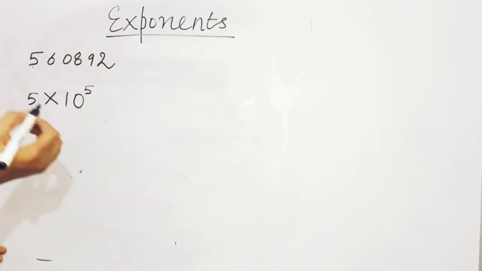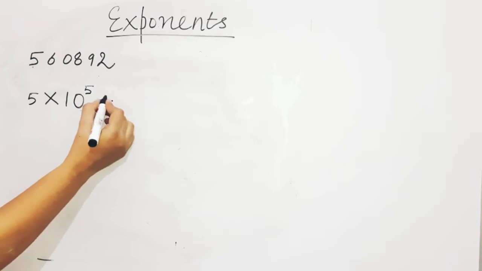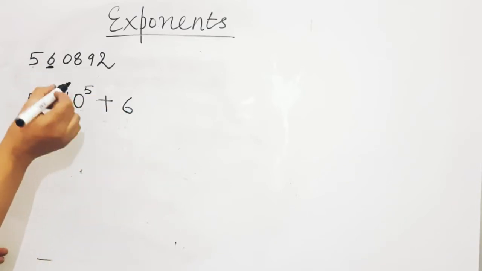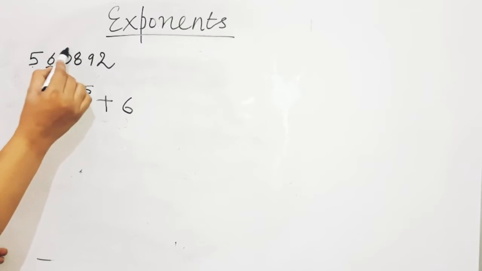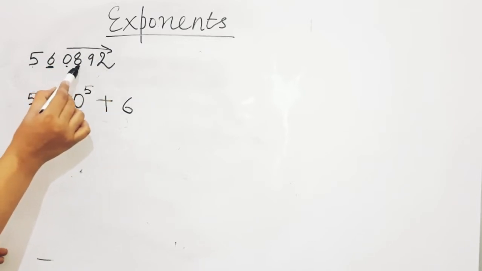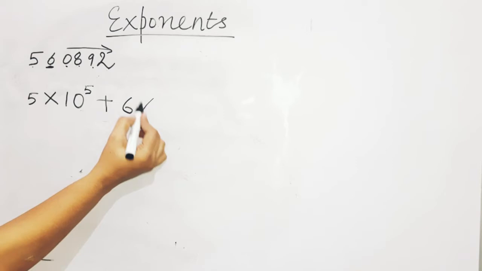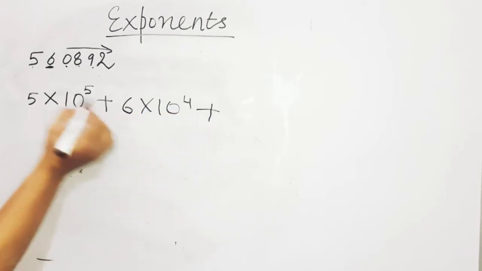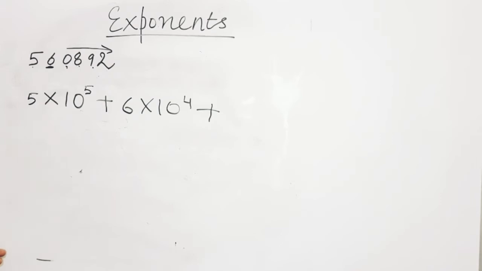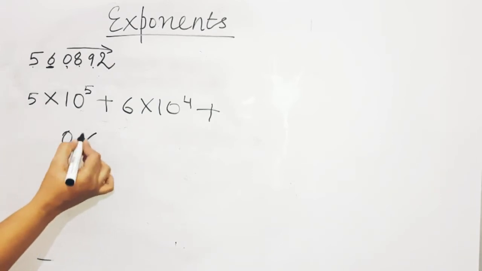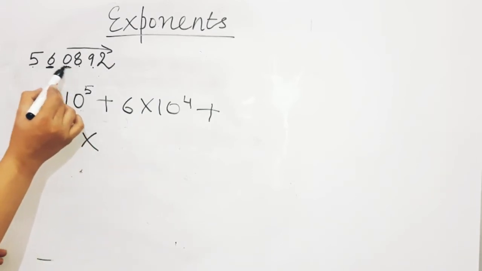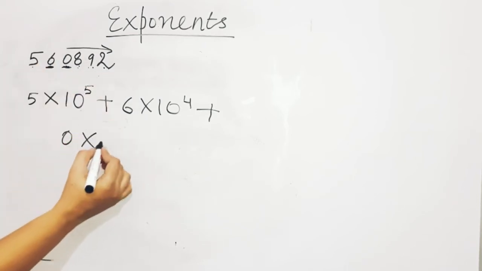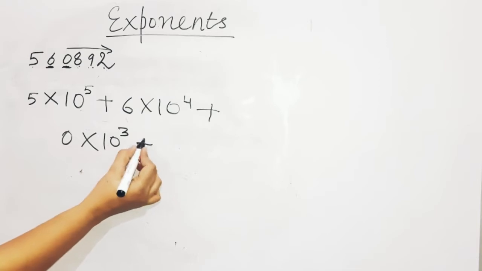Now there will be a sign of addition and note down the next digit, 6. Now leaving 6, how many digits are there on the extreme right? 1, 2, 3, 4. So multiplied by 10 to the power of 4. Again addition sign. Now comes 0. 0 multiplied by, leaving 0, how many digits are there? 1, 2, 3 on the extreme right side of 0. 10 to the power of 3.